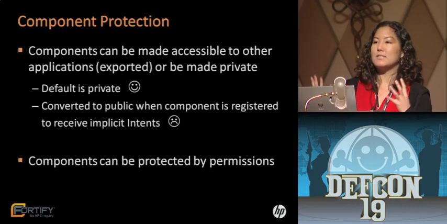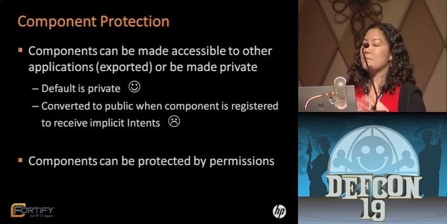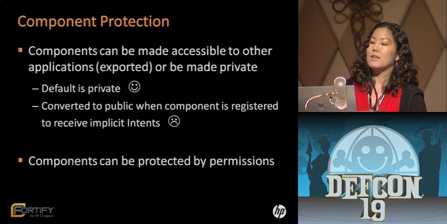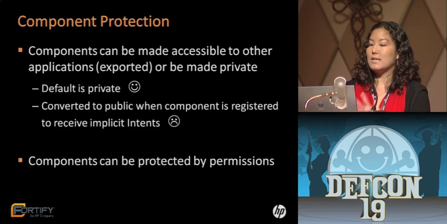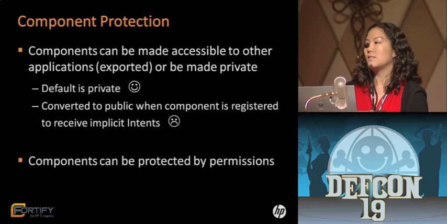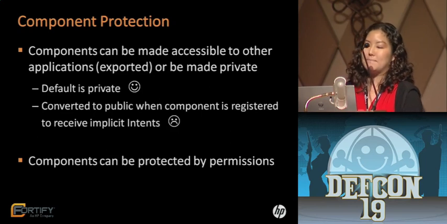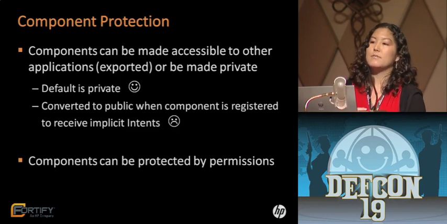So we have all this intent communication. How can components protect themselves? So components can limit their exposure to intents in two ways. First, components can be made accessible to other applications, so explicitly exported, so visible to all applications, or they can be made private, so only visible to other components within the same application. So the good news is that by default, when you declare components, they're set to being private.